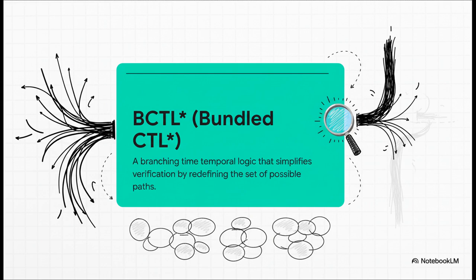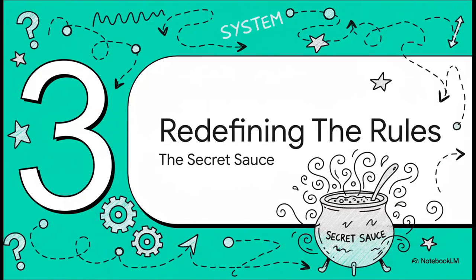This little redefinition of what counts as a path, well, that's the whole secret. Yep, this redefinition is the secret sauce. The genius of BCTL isn't about adding new, complicated features. It's about establishing a couple of very specific, very clever, and just slightly more relaxed rules for what counts as a valid path for a system to follow.